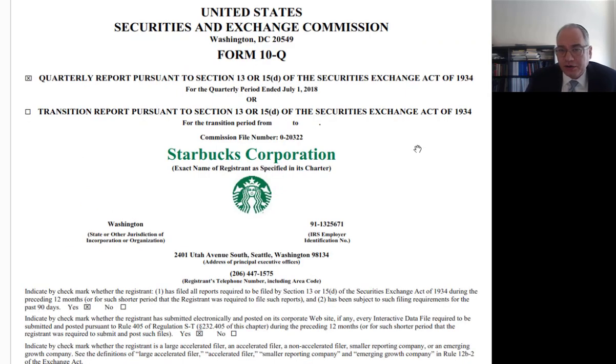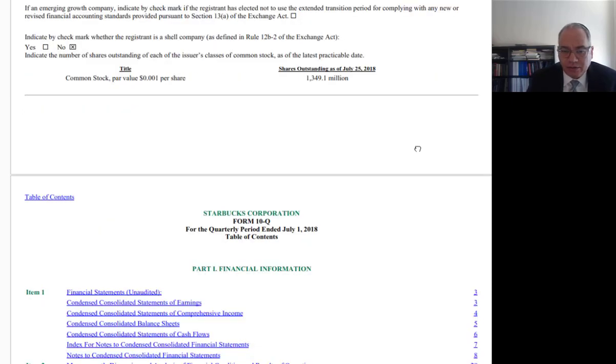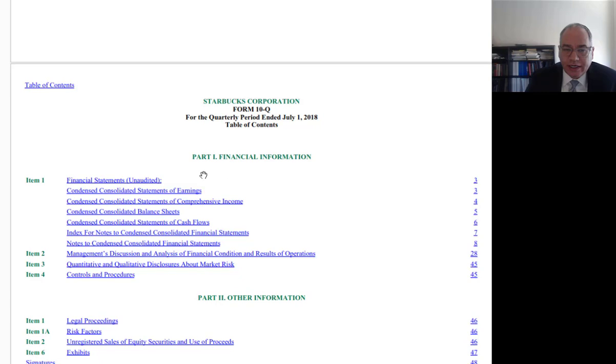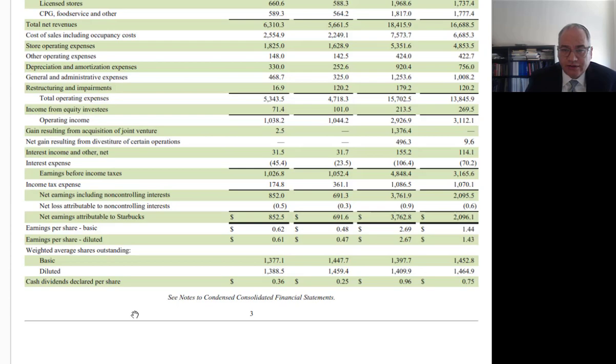This is a 10Q for Starbucks Corporation. It's not a 10K, it's a 10Q, but it has a lot of the same things that you should be aware of. Item 1 here would be financial statements, which are condensed. Item 2 would be MD&A. Item 3, what's called quantitative and qualitative disclosure about market risk. Item 4, controls and procedures. So let's see what everything looks like, and then signatures.